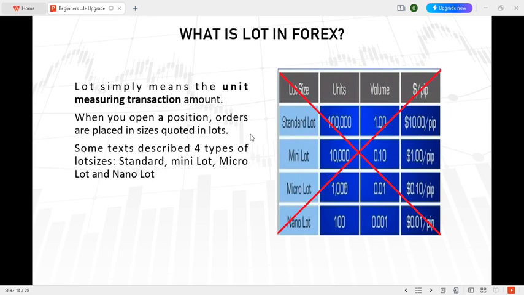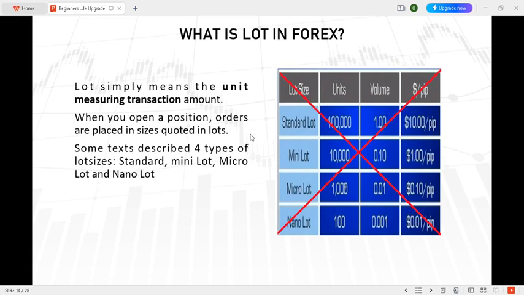Now your micro lot is the smallest, which is 0.01 in the forex market. From there you have the mini lots, then you have the standard. Some people also have the nano lots, but much more familiar is the micro lot, which is 0.01. Now what is the interpretation?